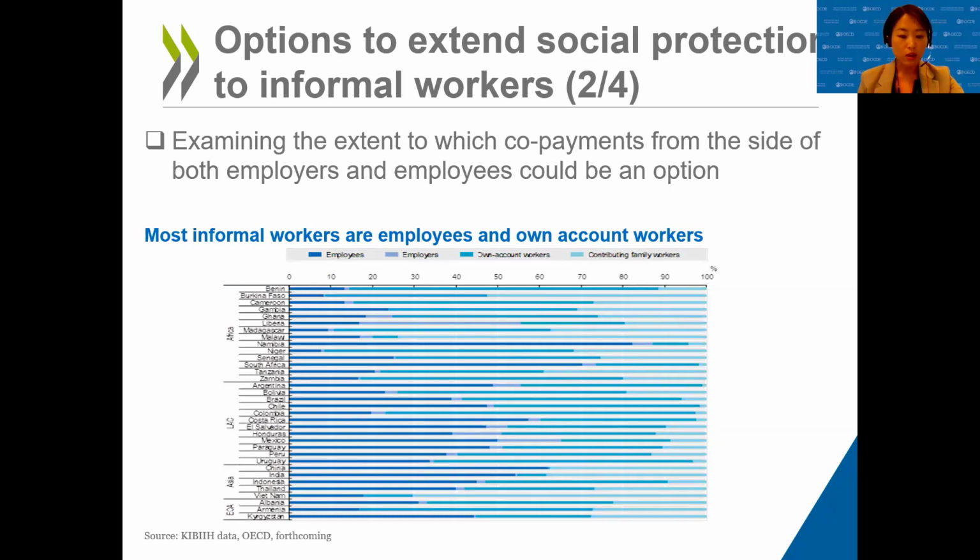The second option to extend social protection to informal workers is to extend contributory social insurance schemes, probably jointly funded by both employers and employees. But to make this work, we need to answer two questions. The first question is if it's possible to identify the informal employment relationship between an employer and an employee to link to the extended contributory schemes. Our answer is potentially yes. The KIBI data shows that most informal workers are employees and own account workers. In other words, for a significant share of informal workers, the extension of contributory social insurance can be linked to an identifiable employment relationship.